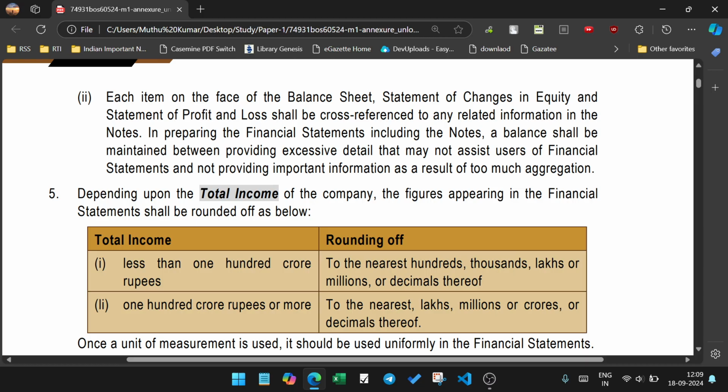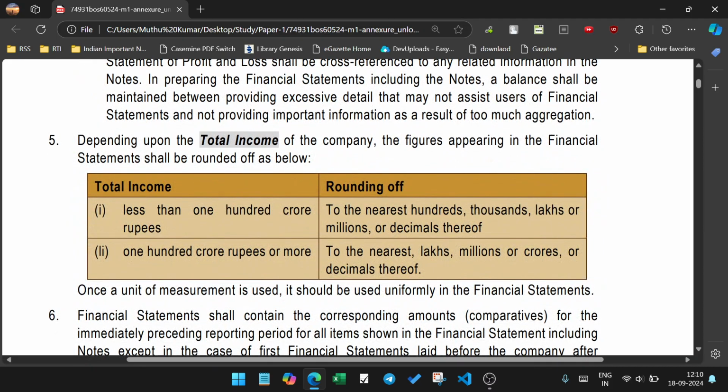Each item on the face of the balance sheet, statement of changes in equity, and statement of profit and loss shall be cross-referred to the relevant information in the notes. In preparing the financial statements, including notes, a balance shall be maintained between providing excessive detail that may not assist the user of financial statements and not providing important information as a result of too much aggregation.